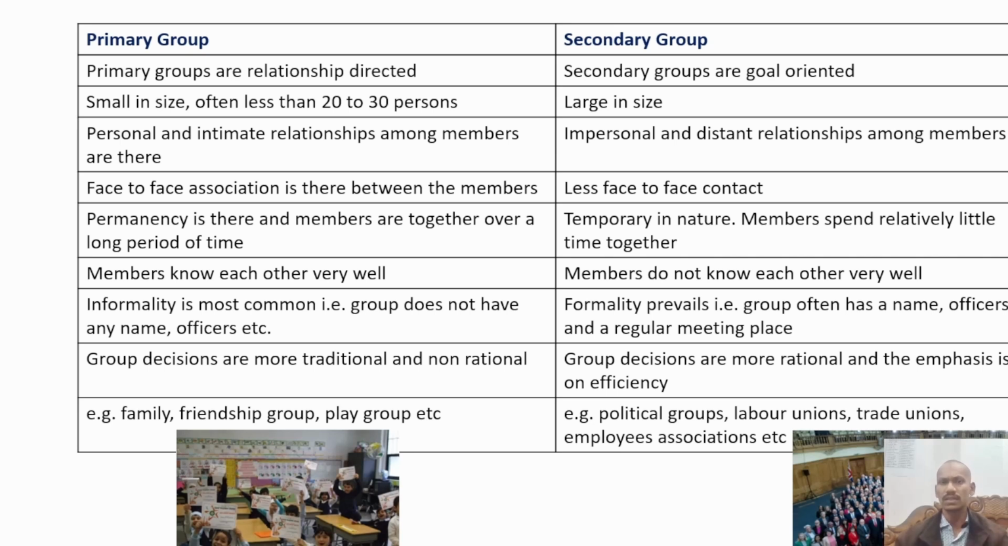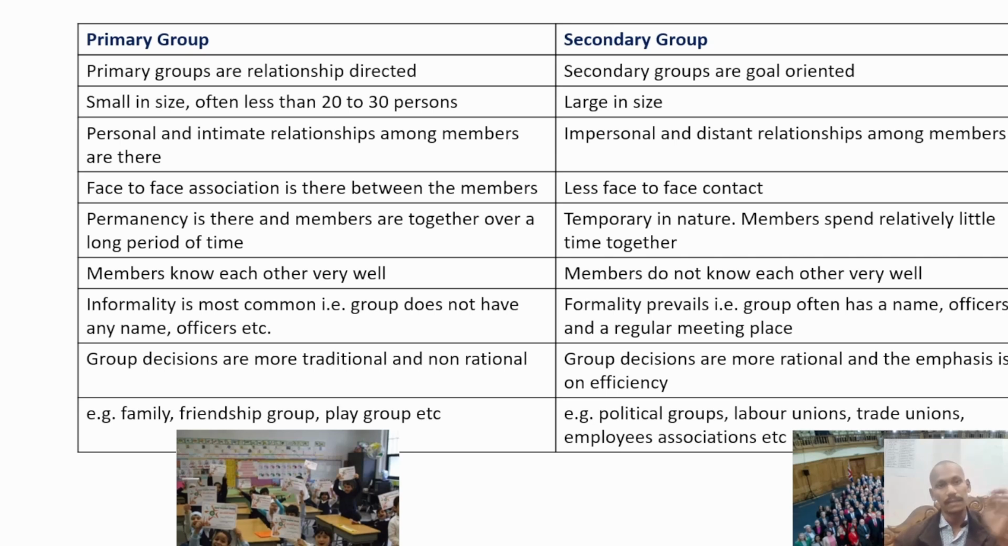There are no offices, there is no name, there is no officer name, no post given to anyone. So that is informal. The secondary group is very formal. Formality is there. A group has a name. Officers have a name. They have specific duties that they are assigned to.